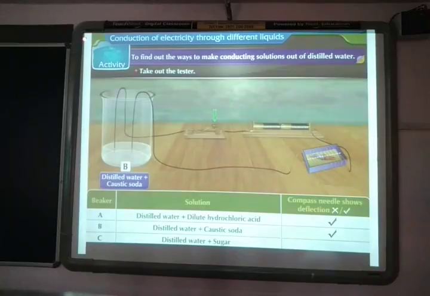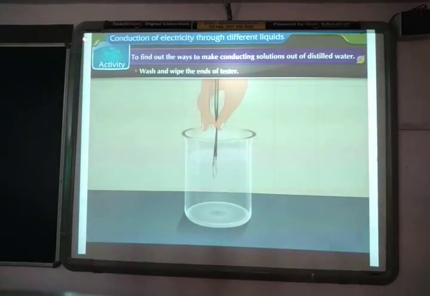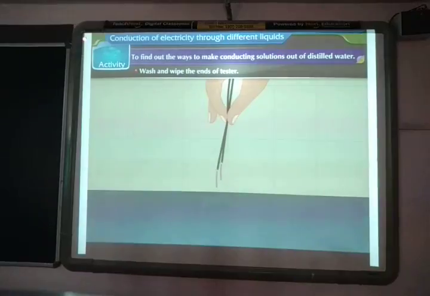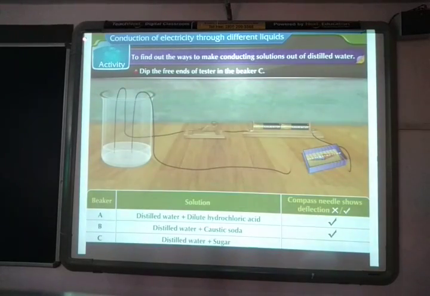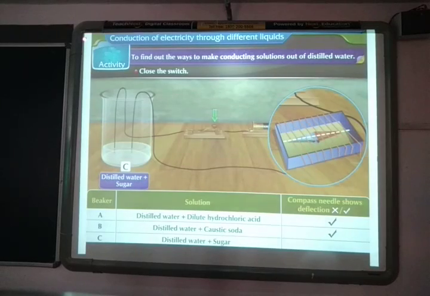Now, take out the tester. Wash it. And wipe its ends again. And dip its free ends in the beaker C. Close the switch and record your observation. The magnetic needle does not show deflection.